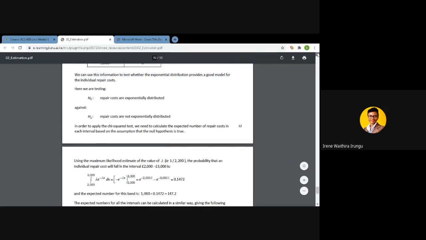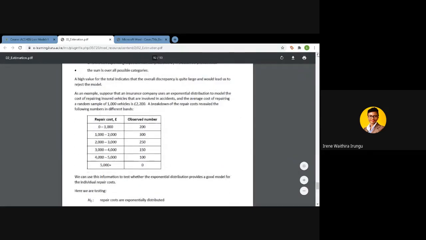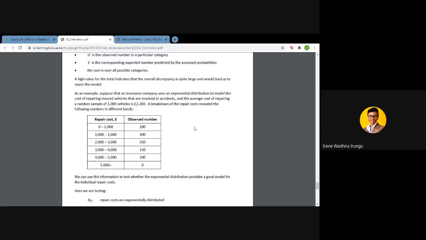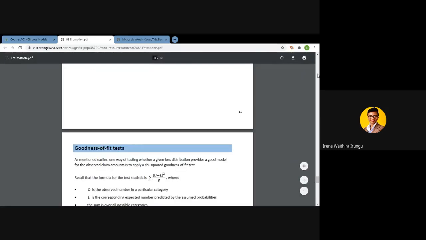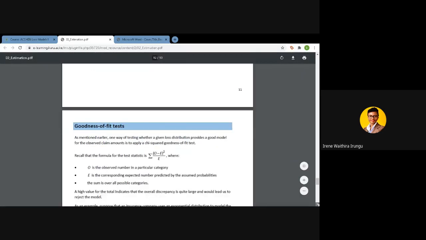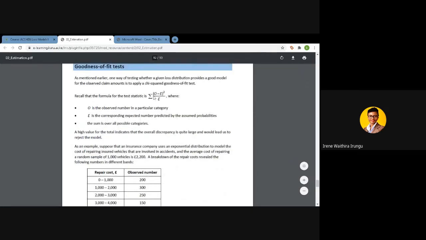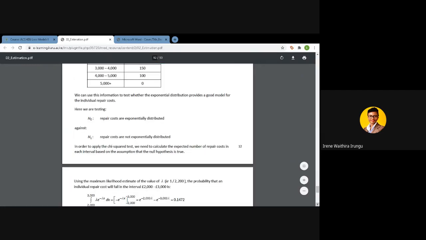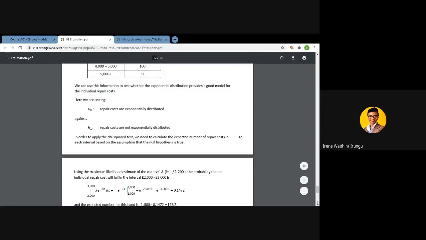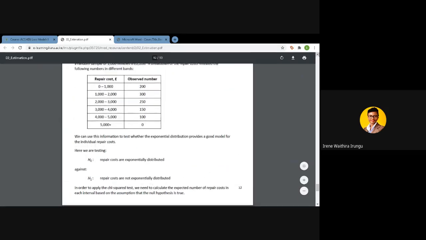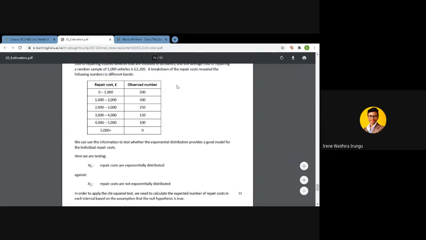So this is our observed data, and from our statistic we have the observed, which is already what is tabulated. We now need to compute what is the expected based on our distribution. So we'll do it for each of the bands of the repair costs. It's like we are constructing another column here, the expected number.